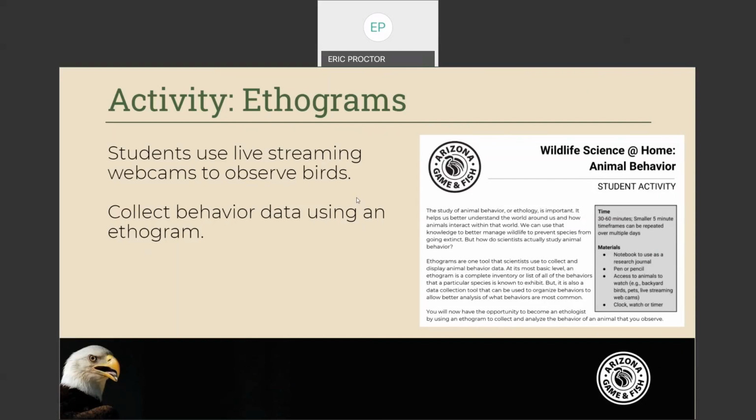It used to be common to do this at things like zoos, which was great. And I highly encourage you, if you're able to take a field trip to a zoo or even to a nature area where you have the opportunity to watch birds or any animal for an extended period of time, go ahead and do these types of activities. However, in the age of COVID and coronavirus, that's not always entirely possible. So we've been promoting this idea of using live streaming webcams to observe birds and other animals.